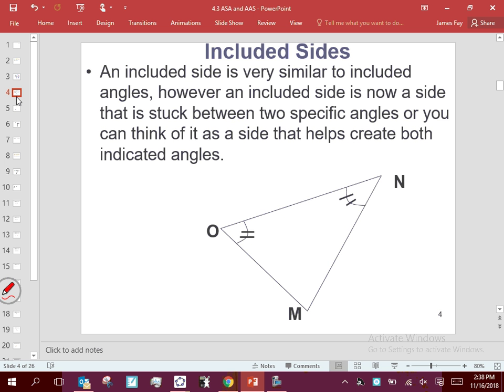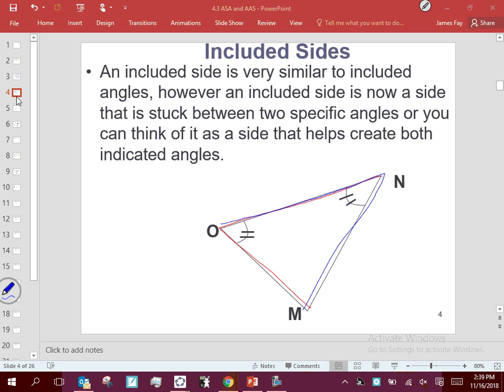Would you guys agree if I were to write on top of angle O? Angle O is the angle that I'm interested in, or one of the angles that I'm interested in. And then right on top of angle N, would you agree one of those red rays overlaps one of those blue rays? Where that happens, that segment is the segment that is being made by the two angles. That overlap is the shared segment. That's the one that is referred to as the included one. So ON here is the included side.